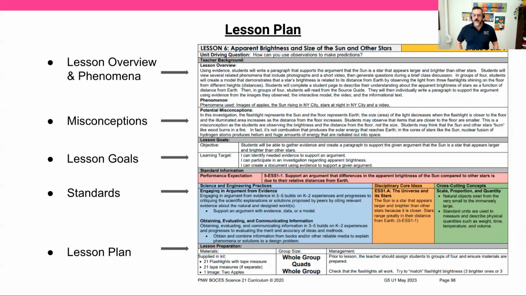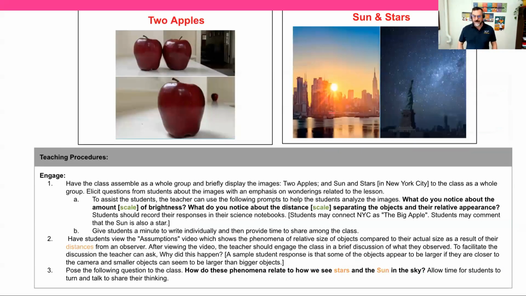So let's go on a little bit into the lesson itself. In this lesson, we started with a phenomenon of having kids look at two apples. Once again, apples are not stars, but they're something that the student can actually see in real time as well. We provide them with a picture, but they can use either of those two things. So here we have two apples that are basically the same size. Because of scale, they are changing their apparent size because of their distance.